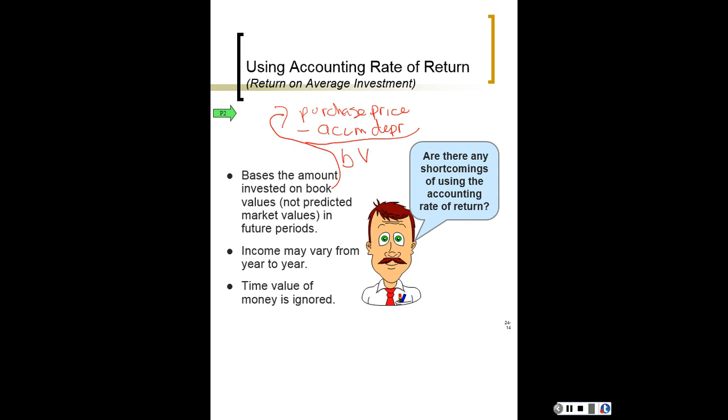Okay. Another disadvantage is income may vary from year to year, and of course it ignores the time value of money. So these are some of the shortcomings of the accounting rate of return. So whenever you use any of these tools, you should realize what are the advantages, how do you use it, and what are some of the disadvantages of using it. And that ends our section on the accounting rate of return.